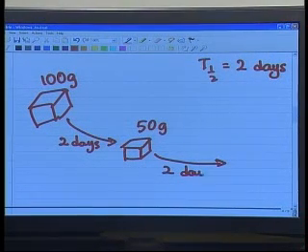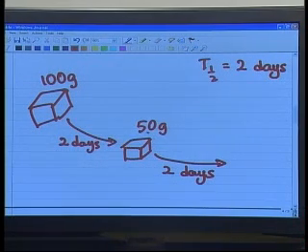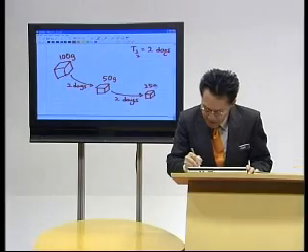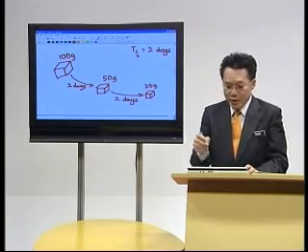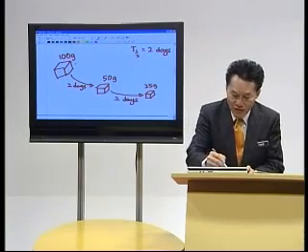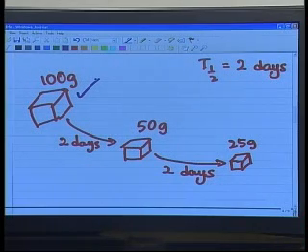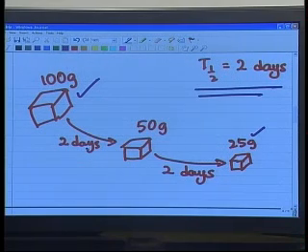2 days. After another 2 days, how much is left? Half of 50 grams gone. So I can even read your lips. Alright? You're saying 25. Very good. 25 grams. And so on and so forth. So which means that if I start off with 100 grams of a radioactive substance, after 4 days, I get 25 grams left. The half-life is 2 days. After 2 days, I get 50 grams.